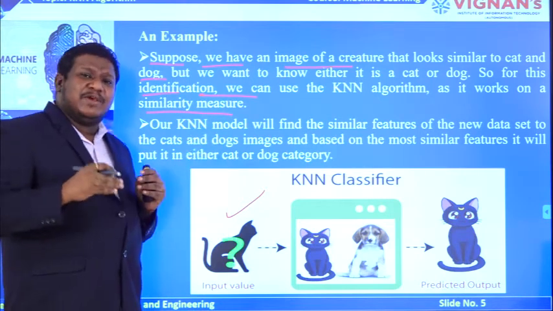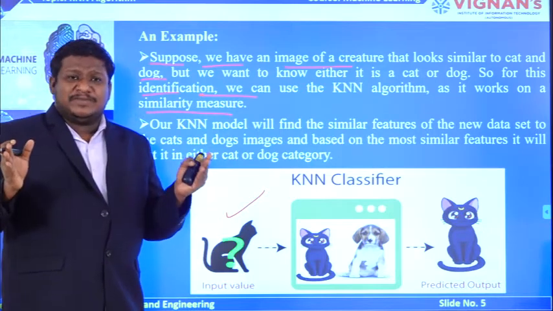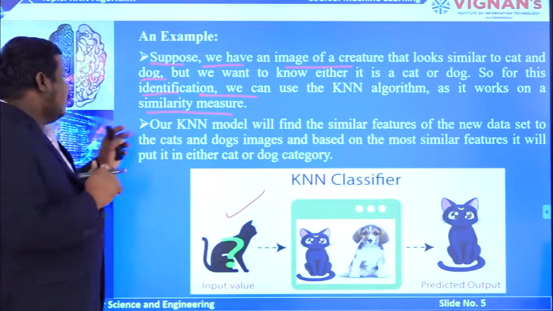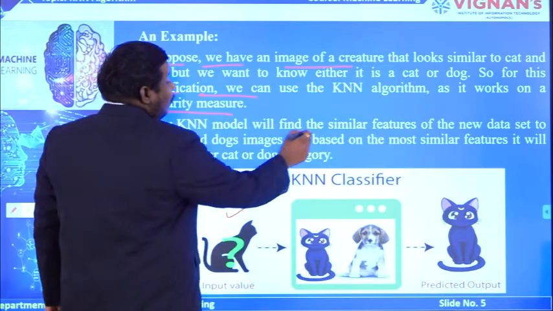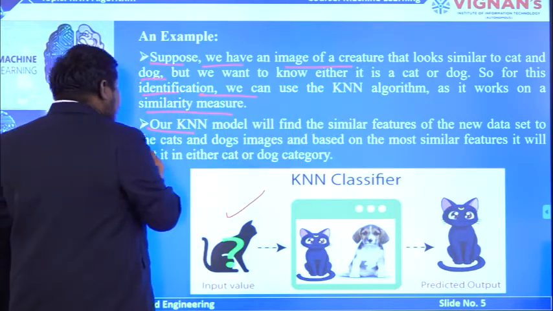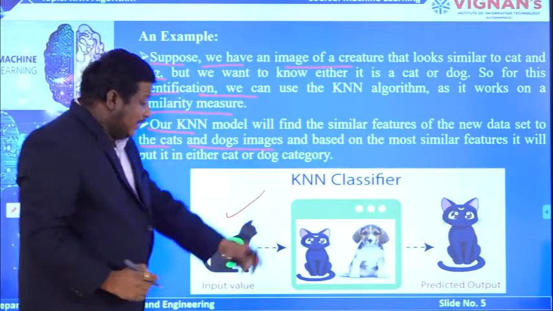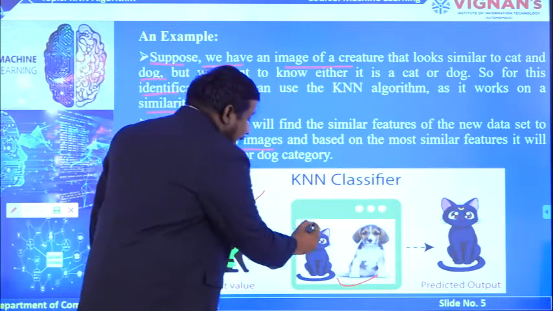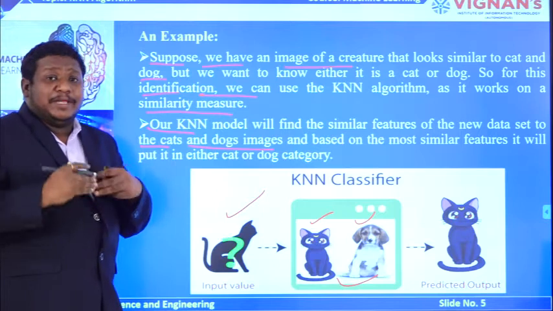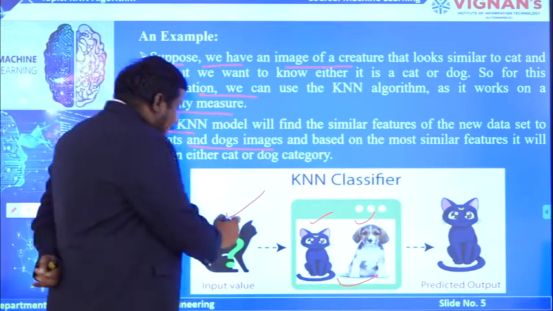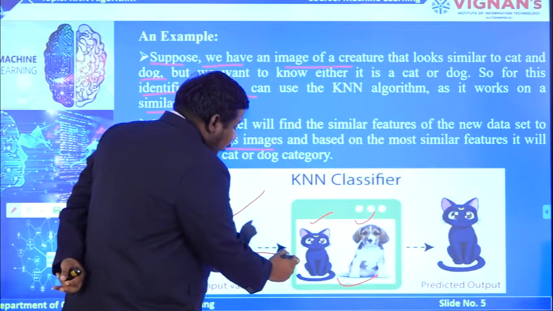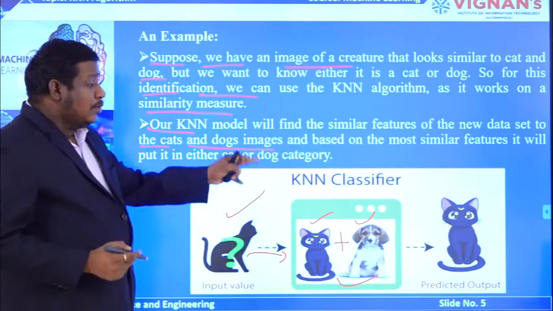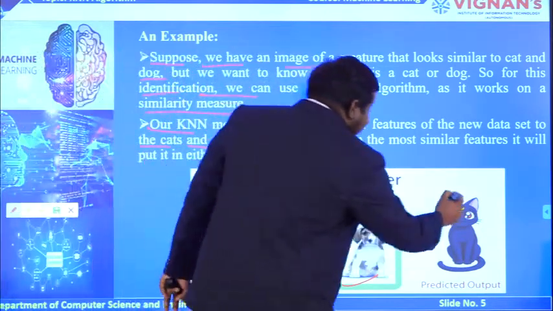In such cases, whenever you need to measure the similarity between two types of databases or two types of data points, you can use the KNN algorithm in a better way. So see how our model works. Our KNN model will find the similar features of the new data to the cat and dog images. This is the data set where we are maintaining the images of both cats and dogs. The algorithm is going to take this input value and match it with the similarities of both cat and dog. With the similarity values, it is going to analyze and give you whether the output is a cat or a dog.